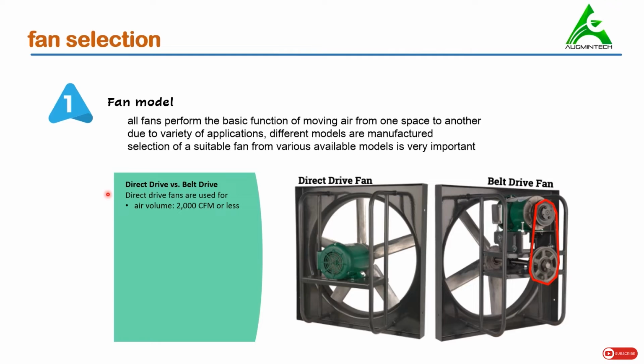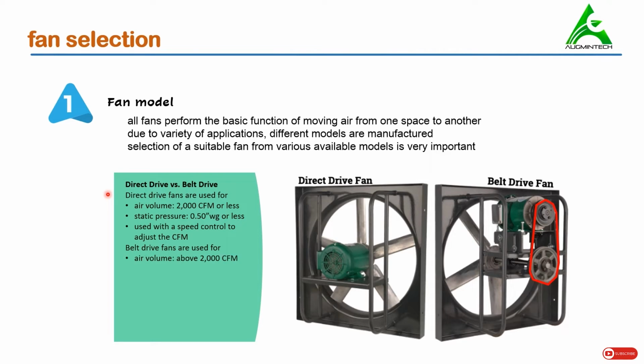Direct drive fans are used wherever it is required to move air 2000 cfm or less. And the static pressure they can overcome is up to 0.5 inches of water column. They are used with speed control to adjust the CFM, so CFM can also be adjusted in such models.